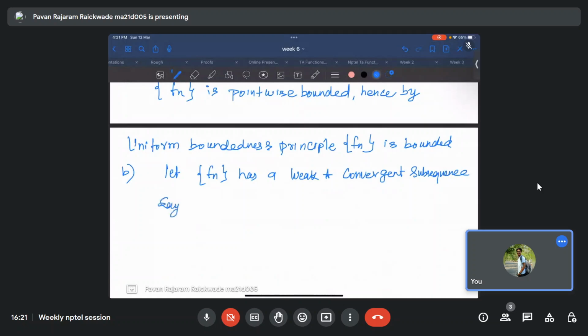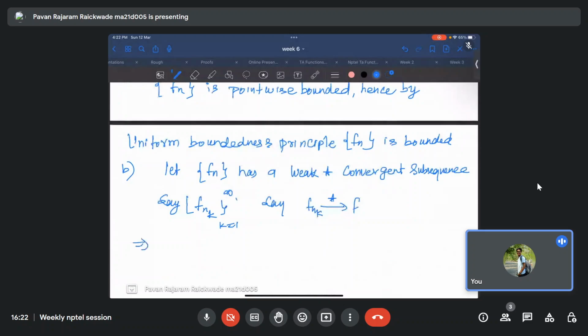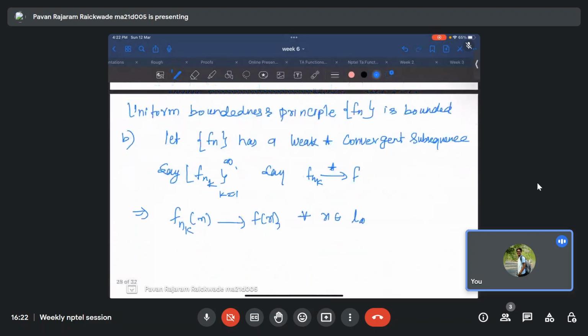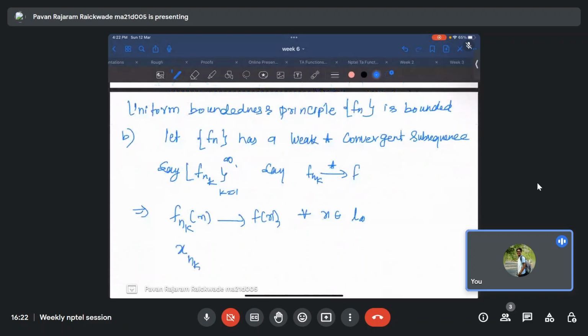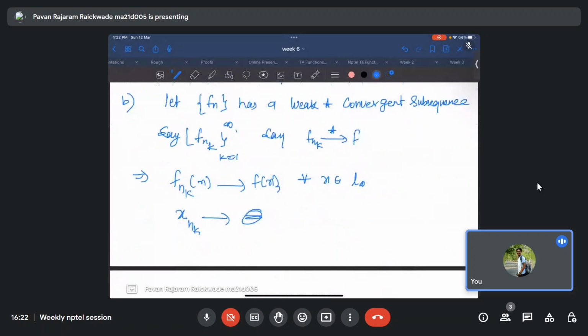Subsequence, say Fnk, right? And say that Fnk converges to some f. So we have seen that this is weak star convergence. We have seen this happens if and only if Fnk of x converges to f of x for all x belonging to L infinity, right? But what is Fnk at x? It is just x at nk, right? This converges to something. I don't know what it is, but what we know is this: for every sequence in L infinity, if you consider this index subsequence x at nk, then that is convergent.